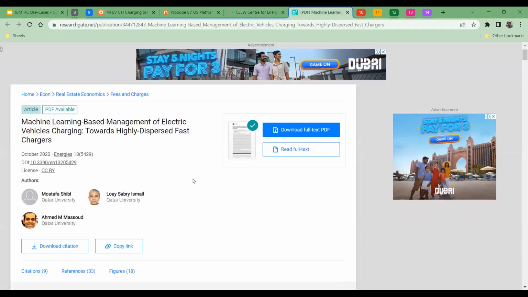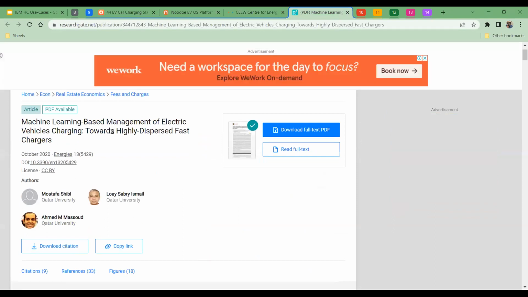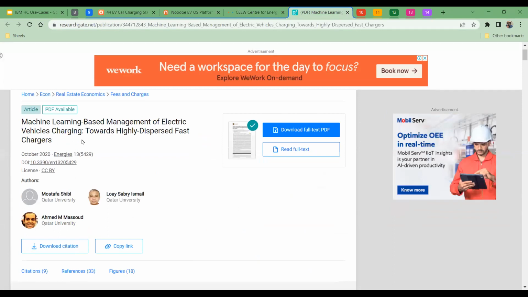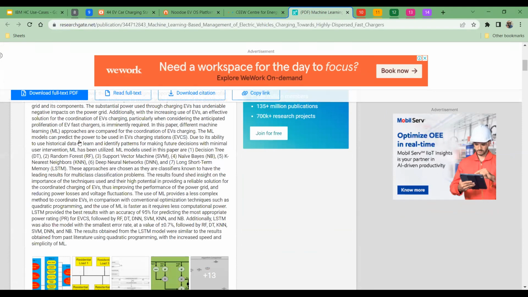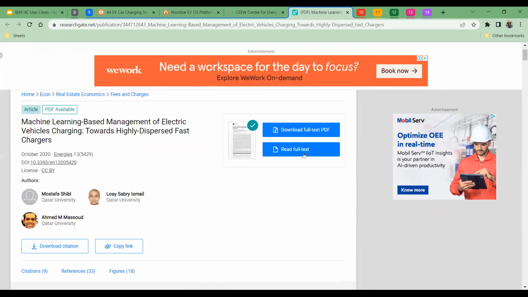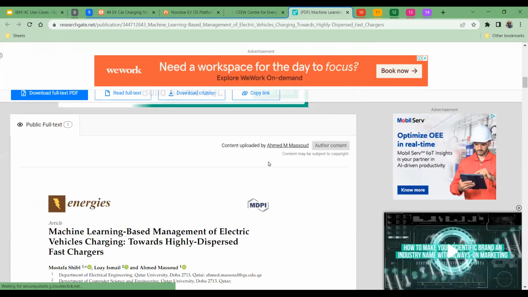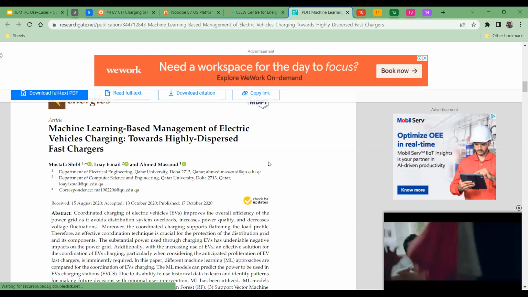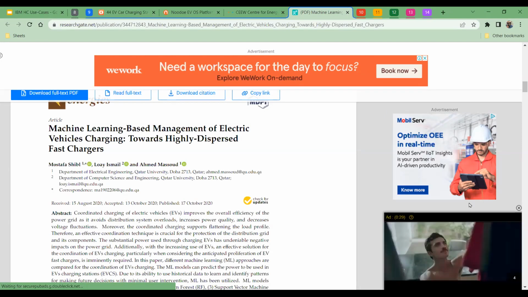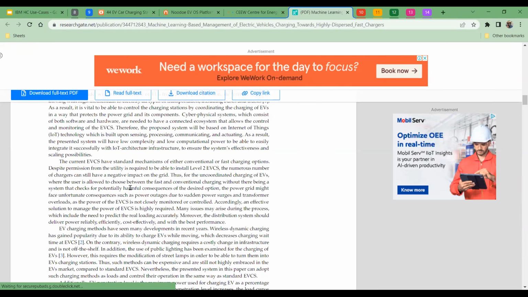And this is a research paper on machine learning based management of electric vehicles towards highly dispersed fast chargers. They have done research on how you can manage the highly dispersed fast chargers, wherever the fast chargers are, and how you can allocate all these things. They have talked more in depth about this EV system and how the charging networks can be done in a good way.